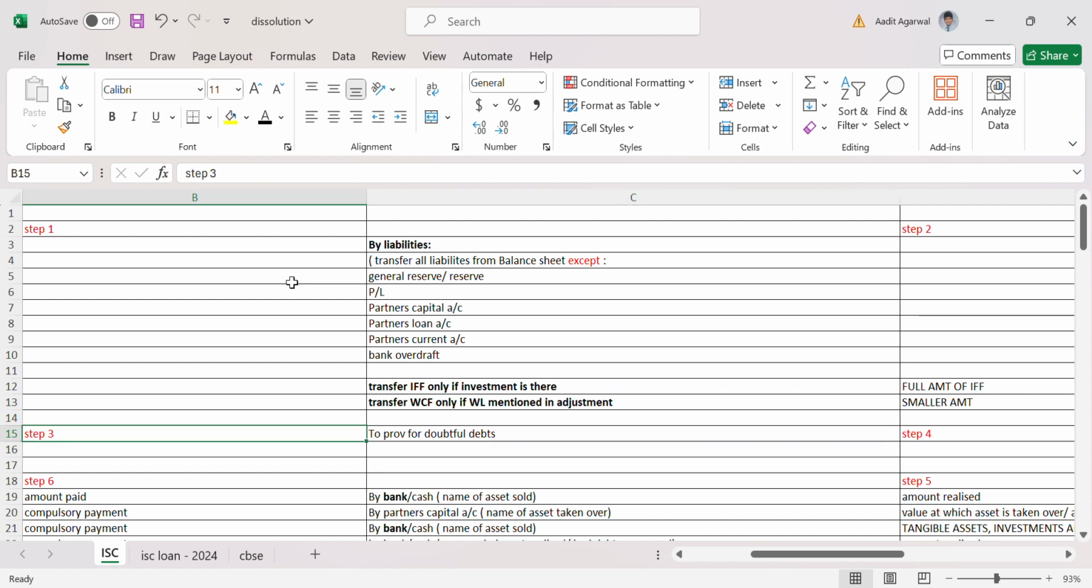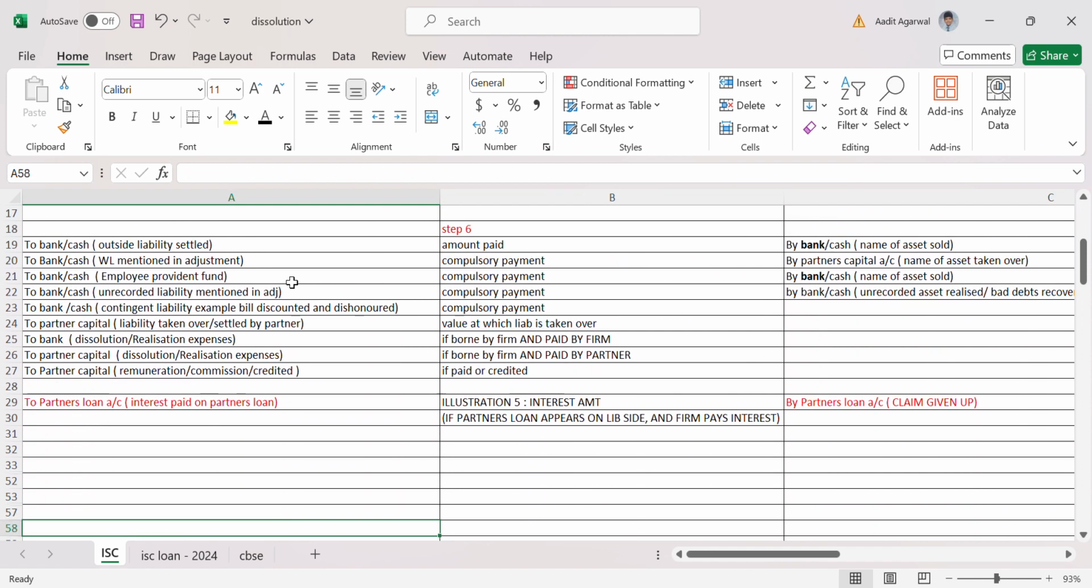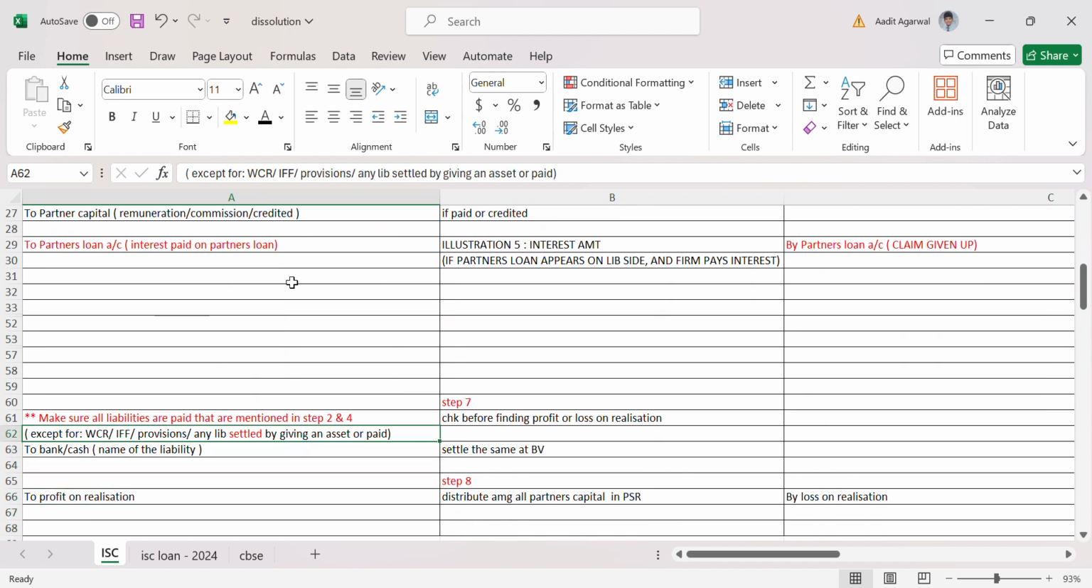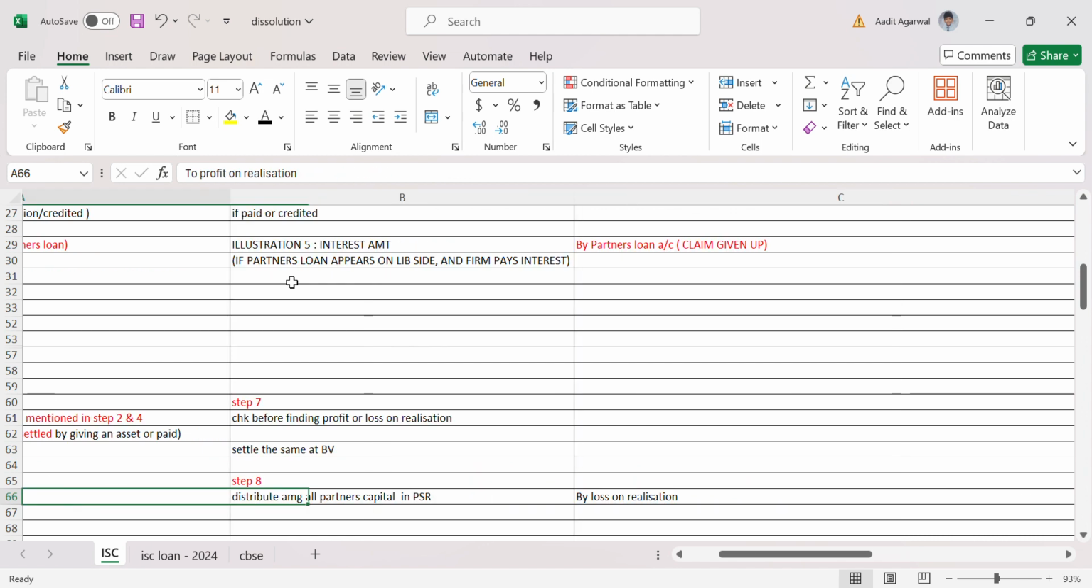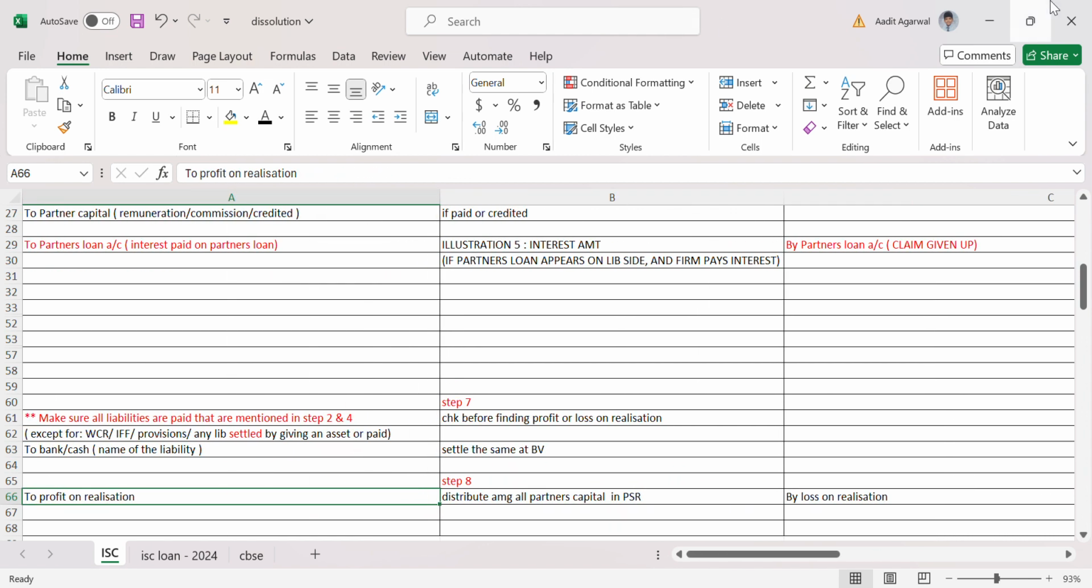So when you double check, you have to ignore WCR, IFF, provisions if any, and any liability which you have settled either by giving an asset or by cash, whether paid more or whether paid less does not matter. But if a liability is settled, the word settled should be there. If it is settled, then you ignore those and the remaining liabilities you need to settle compulsorily before you find profit or loss, which you distribute among the old partners in the profit sharing ratio.